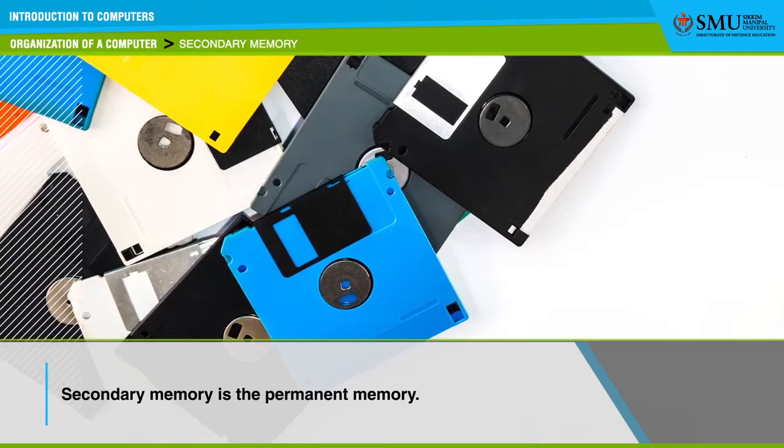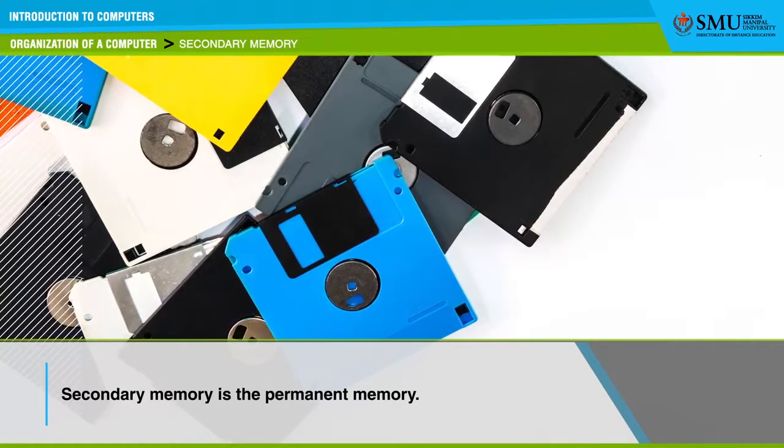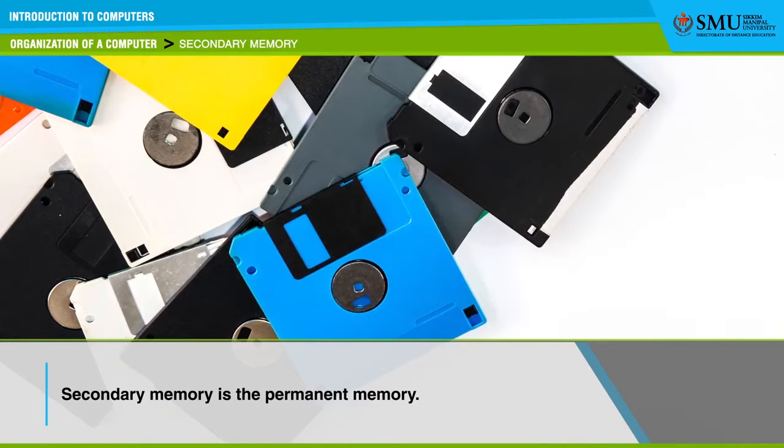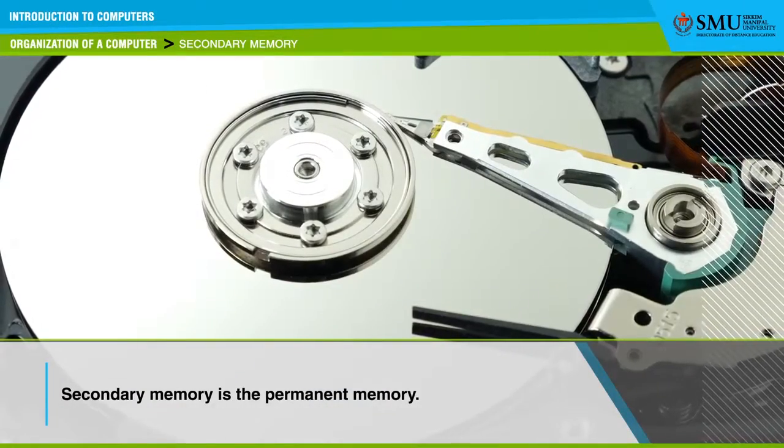Secondary memory is the permanent memory of a computer. However, you can delete the data if you want. Some of the secondary storage devices include floppy disks, fixed or hard disks, and optical disks.